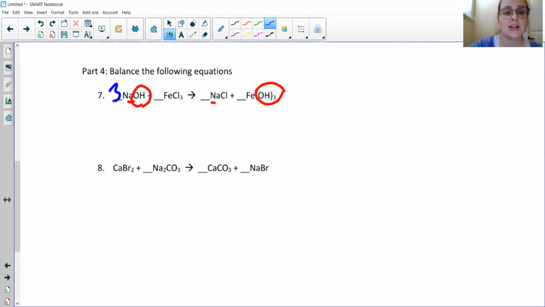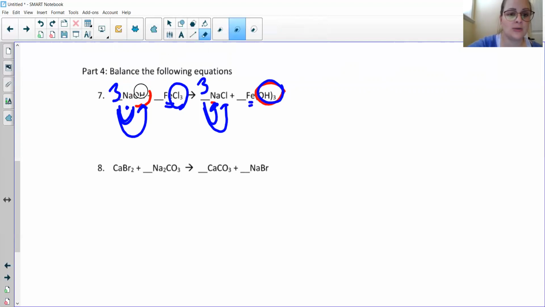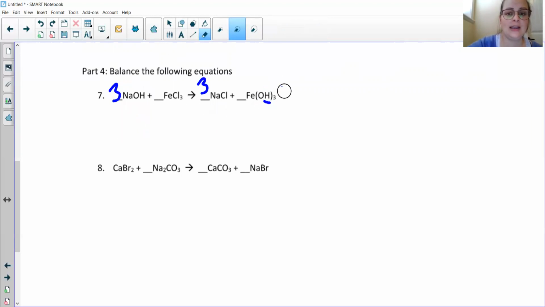Because I placed a 3 in front, I know that messed up how many sodiums I have. So I'm going to go back. I have 3 sodiums. I have 1 here, so I have to add a 3. So I have 3 sodiums, 3 sodiums, 3 hydroxides, 3 hydroxides, 1 iron, 1 iron, 3 chlorines, and 3 chlorines. So I am now balanced. So if I just erase all that noise, this is what it ends up looking like. It is a 3, 1, 3, 1, the order of coefficients.